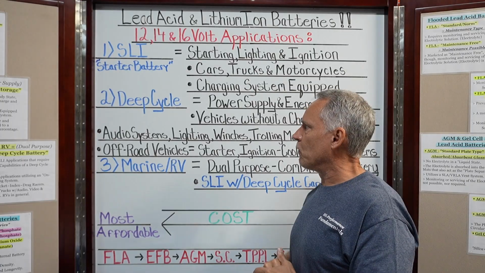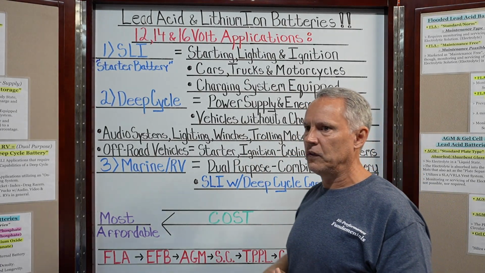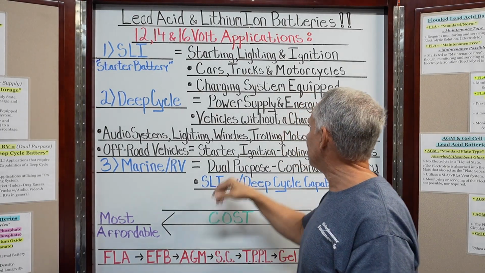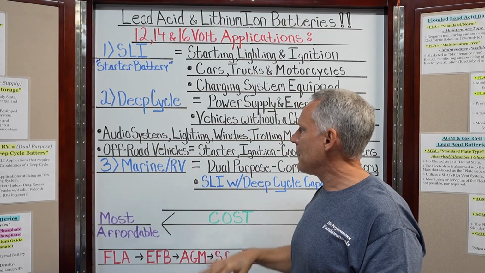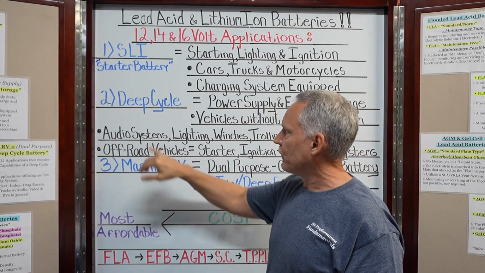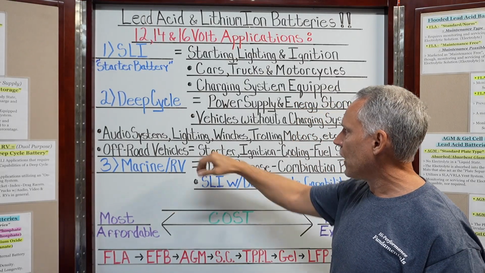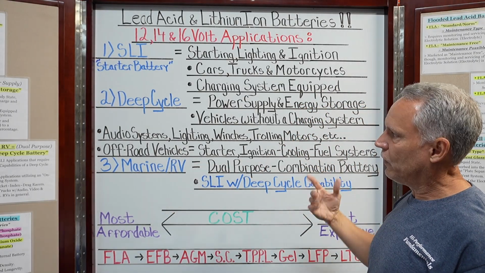All right, so a deep cycle battery is for vehicles without a charging system, right? It's not designed as a starter battery. It's designed as a power supply or energy storage device. It's for situations where, for example, the vehicle is not running and you're powering your audio system or your lighting, or maybe you're powering a winch or, in a boat, a trolling motor, etc.